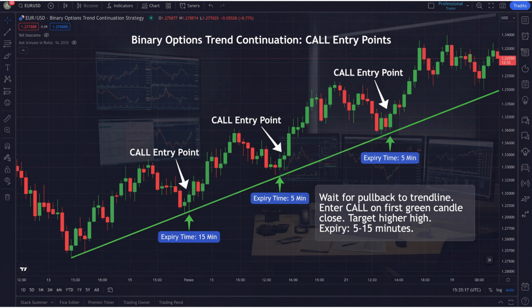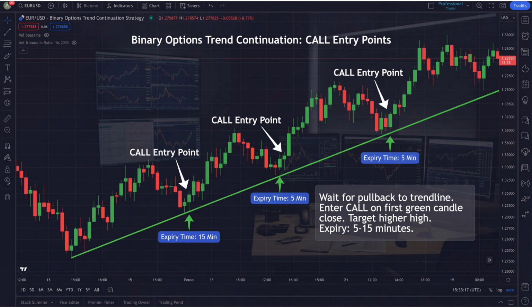This chart explains a binary options trend continuation strategy for call trades using the Euro-USD pair. The market is clearly in an uptrend, shown by the series of higher highs and higher lows, and confirmed by the rising green trend line.